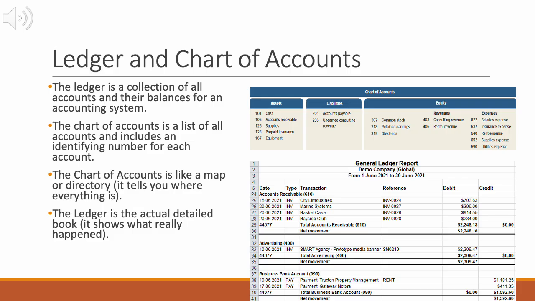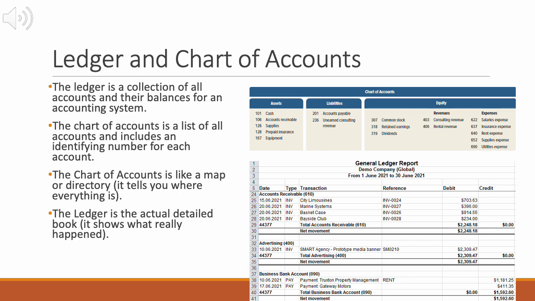Let's talk about the ledger and the chart of accounts, two important parts of the accounting system. First, the ledger. The ledger is basically the collection of all accounts a company uses. Each account shows its balance. For example, how much cash we have, how much customers owe us, or how much we owe suppliers.